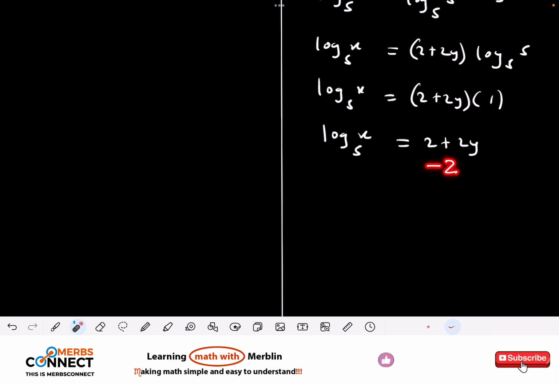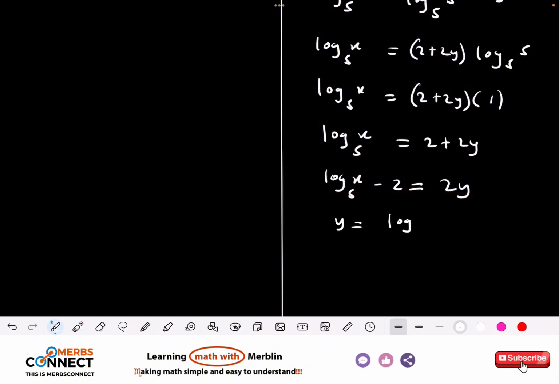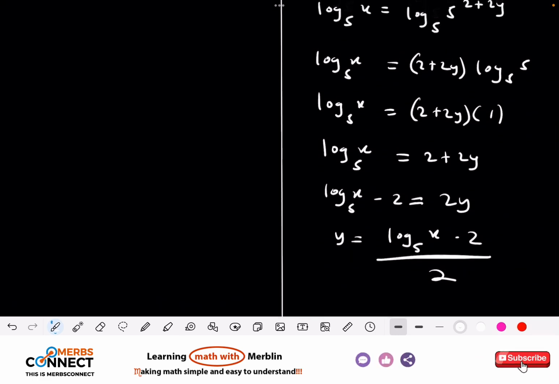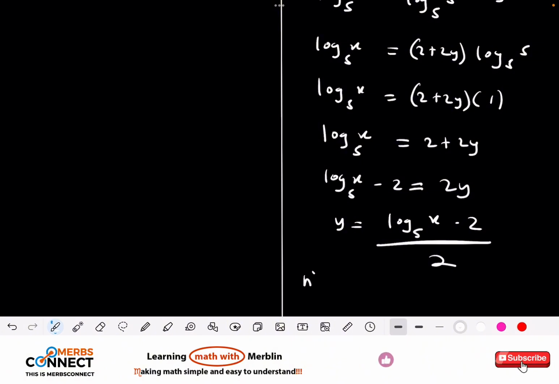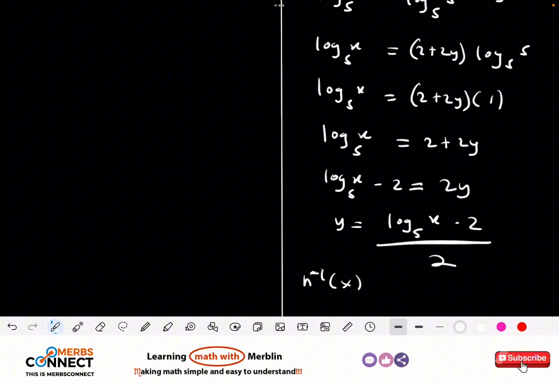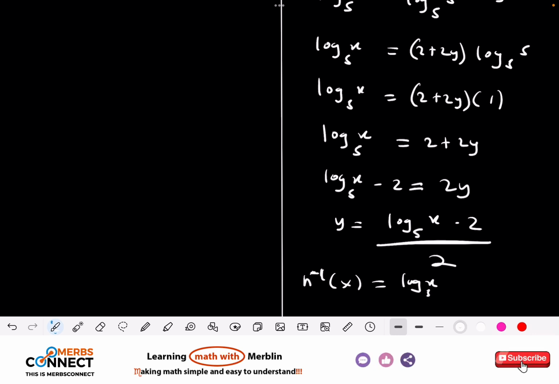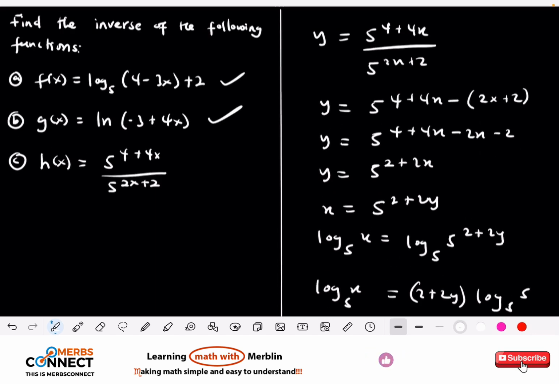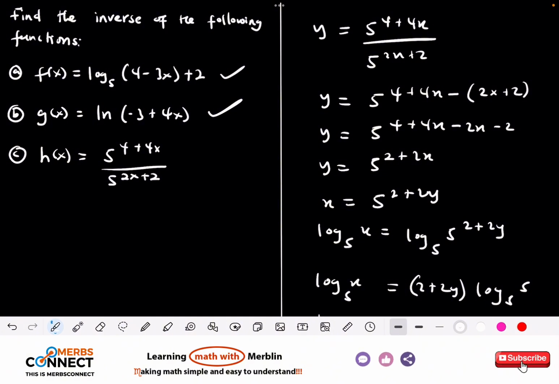So now we have log of x base 5 equal to 2 plus 2y, and then we subtract 2 from both sides, or we move 2 here, which becomes negative. So log of x base 5 minus 2 is equal to 2y, right? Then we divide both sides by 2, and y is equal to log base 5 of x minus 2, all divided by 2. So this will be h inverse of x: log base 5 of x minus 2, all divided by 2. Good. So this is the last example in this video.